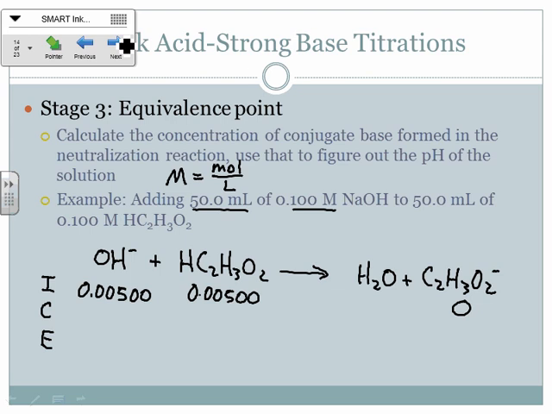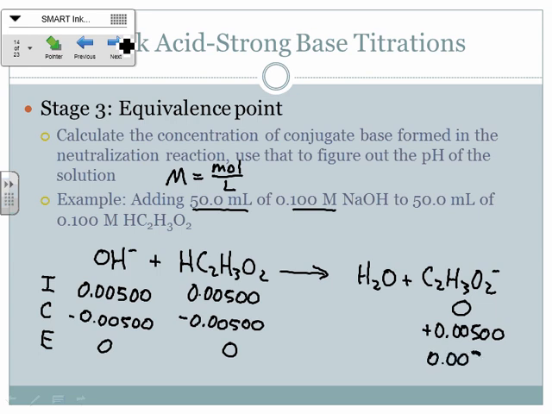So then these two are both going to decrease by the same amount because they're going to react with one another to completion, right? Because this is a 1-to-1 ratio here. So minus 0.00500, minus 0.00500. And you end up with none of these, and this is going to be plus 0.00500. So we end up with this for our number of moles of acetate at the end. Okay? So far, so good?